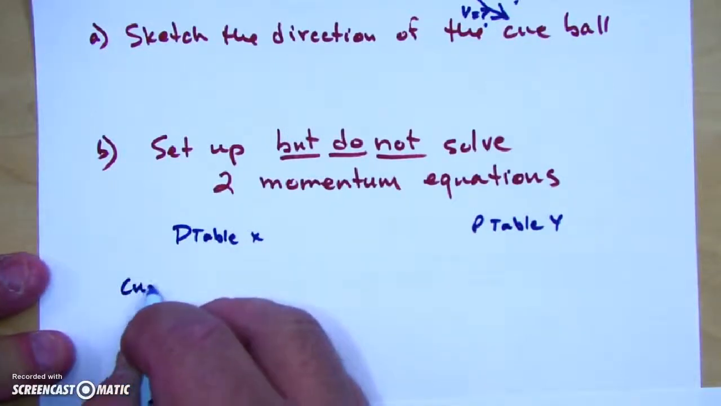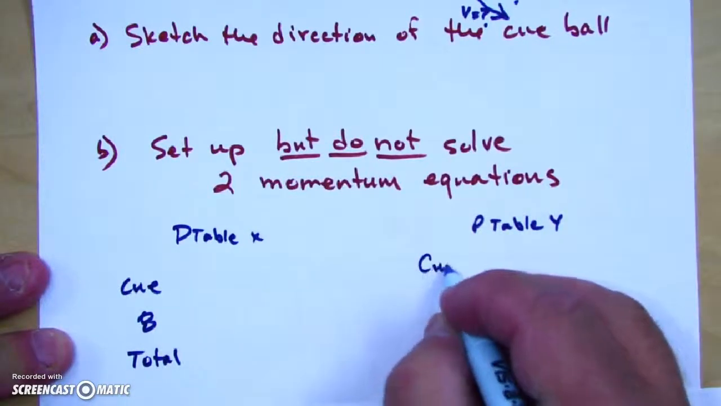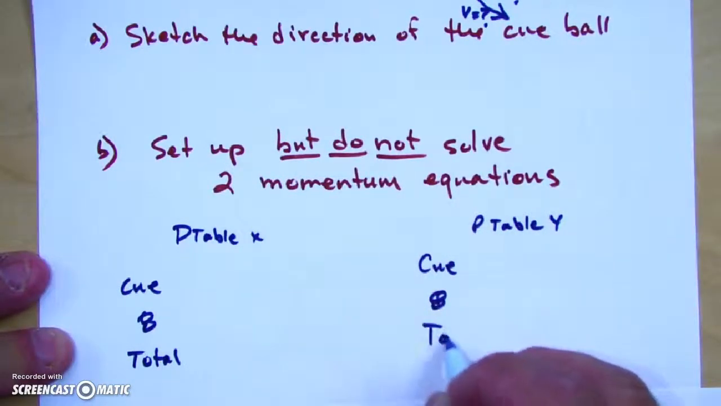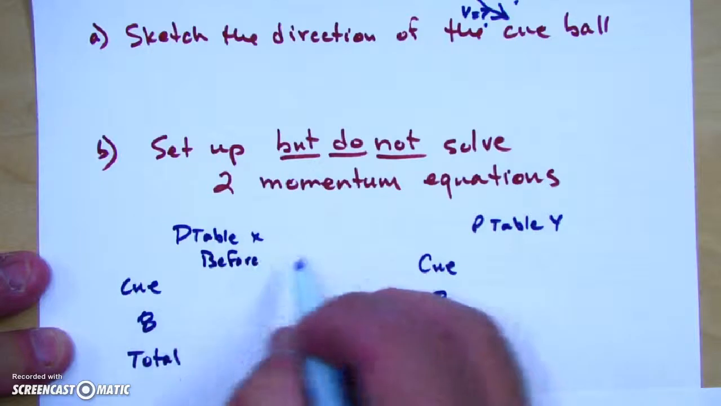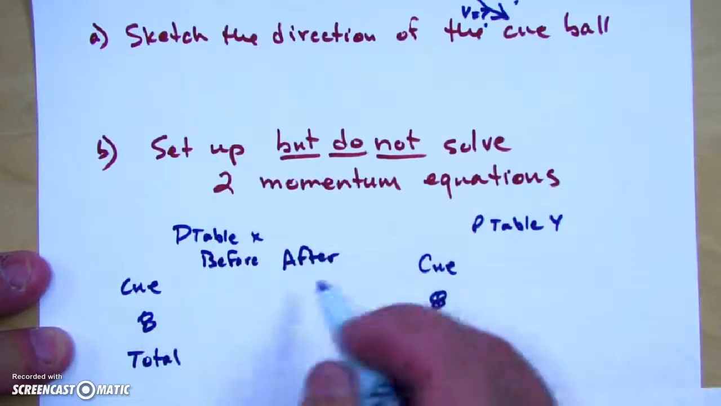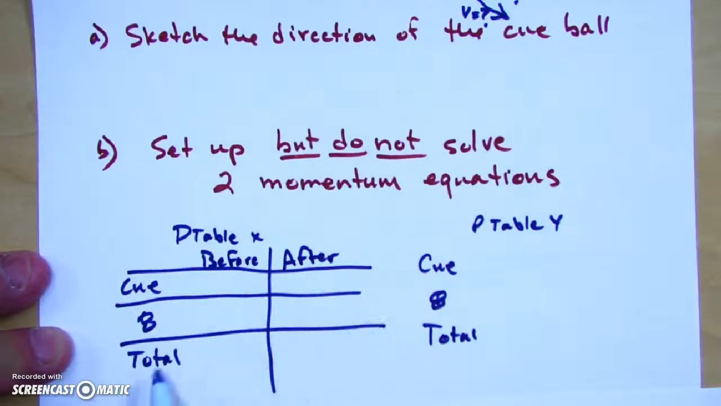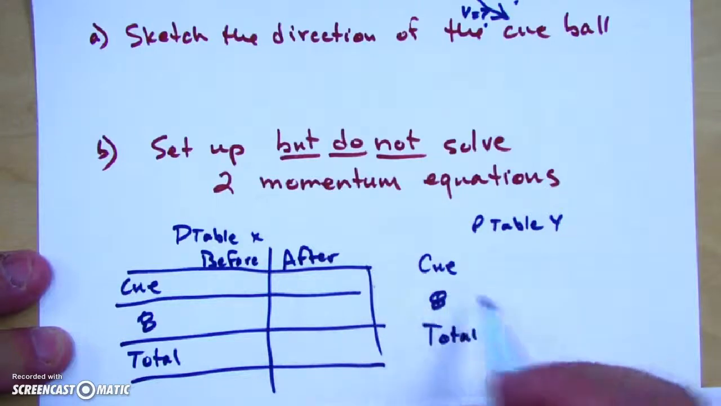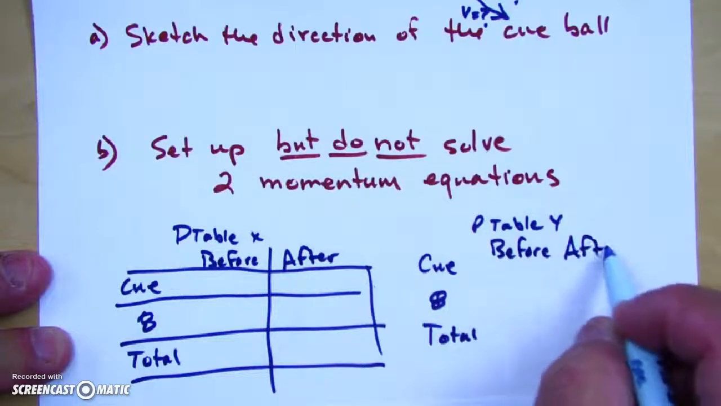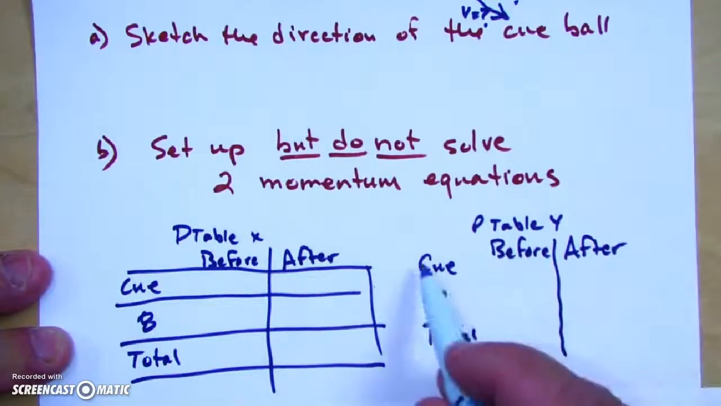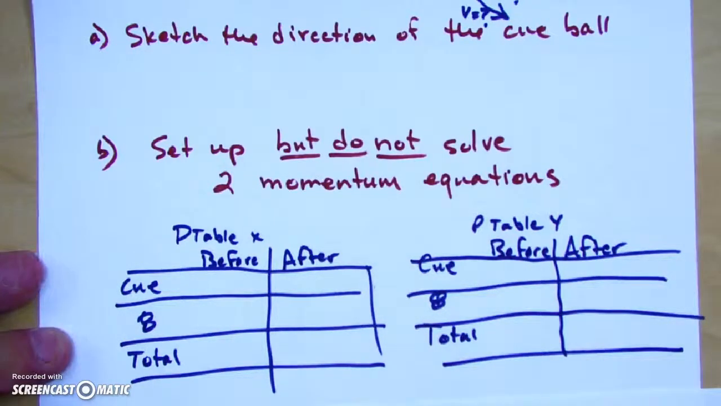So I have a Q, I have an 8, I have total. Over here I have Q, 8, and total. And I got a before, and I got a after. Remember, I'm going to do anything I can do mathematically, but anything I can't do mathematically, I'm going to leave formulas in. So let's do that. Do the same thing over here, before and after. Again, we're not going to solve this all the way. We're just going to look at what it takes to solve it. Q, 8, and total. So we have that.